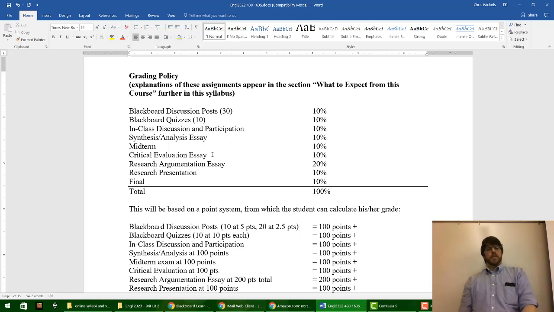Then there's the Research Argumentation Essay, which is basically a research paper. That one's worth a little more. That's 20%. Then you have a presentation, which is worth 10%. But the presentation's very easy, so don't freak out about that at all, because it's going to be so simple. And then the final exam's 10%. Both the midterm and final will be Scantron-based exams.